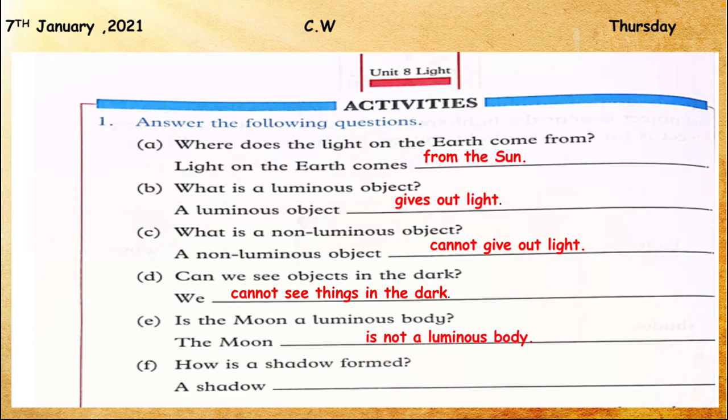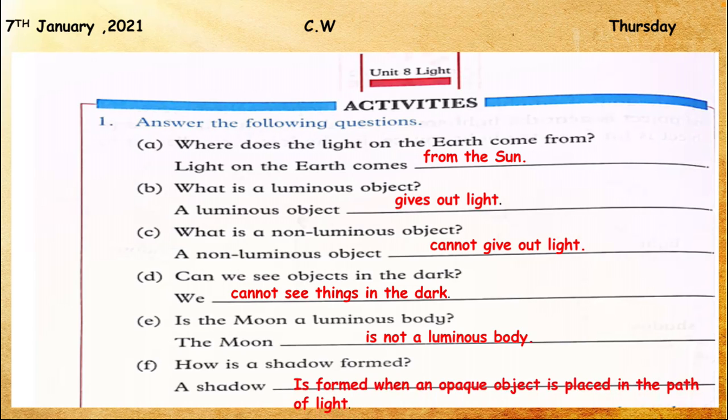Question E. Is the moon a luminous body? The moon cannot give its own light. So how is the moon a luminous body? The moon is a non-luminous object. So what will we write? The moon is not a luminous body, because the moon cannot give its own light.